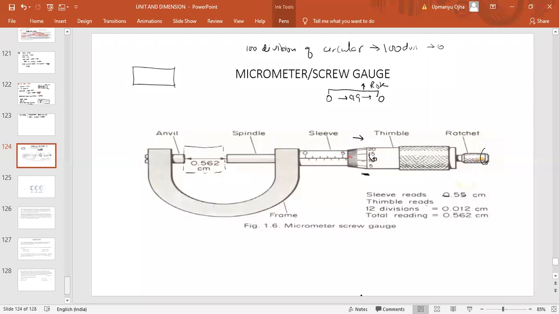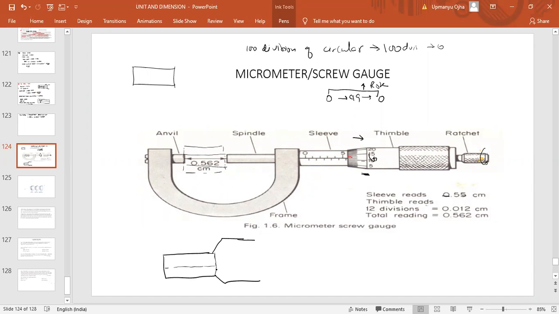Now, the next thing is that if you are not measuring anything, what will happen? This anvil will be in contact with the spindle like this. In that case, if the instrument is perfectly fine, then the 0 of the main scale, this is the main scale, and this is the circular scale of the screw gauge, and this is the reference point.